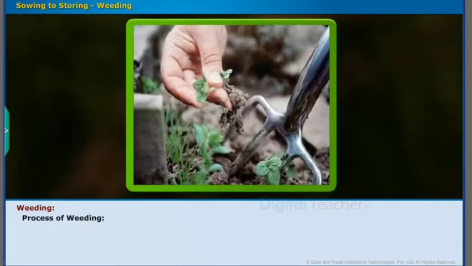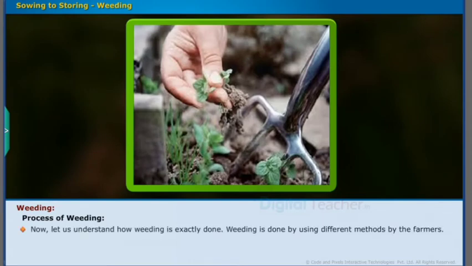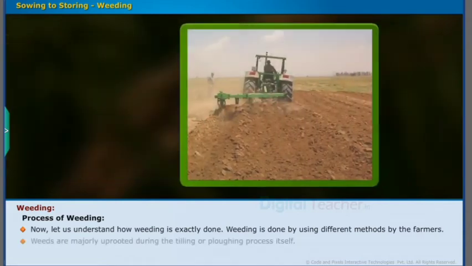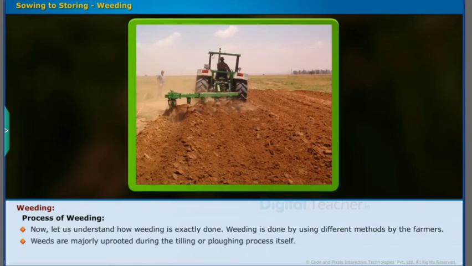Process of weeding. Now, let us understand how weeding is exactly done. Weeding is done by using different methods by the farmers. Weeds are majorly uprooted during the tilling or plowing process itself.